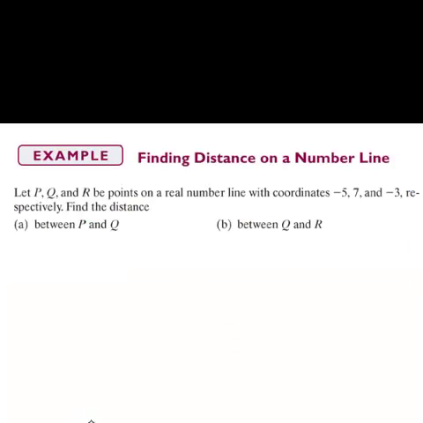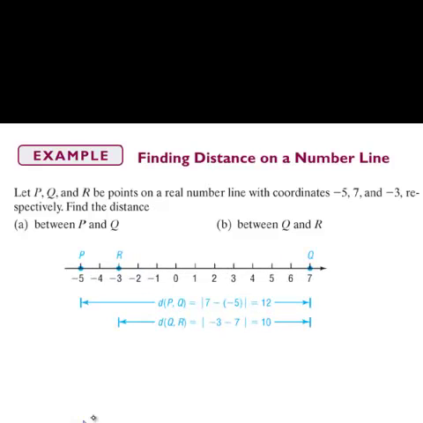Moving along here. Now suppose that we've got points P, Q, and R with coordinates of negative 5, 7, and negative 3. Let's go ahead and take a look at the real number line. Here's P. Remember, P is negative 5, so there's negative 5 right there for P. R is negative 3, so there's R at negative 3, and Q is at 7, so here we are. There's Q at 7. Now, if you want to find the distance between P and Q, well, there's P and there's Q. How many units are there between P and Q?